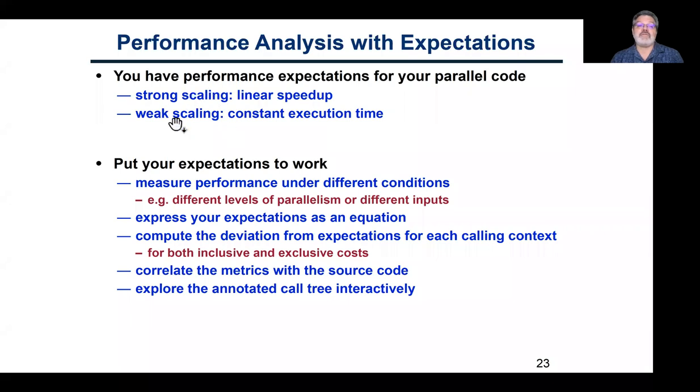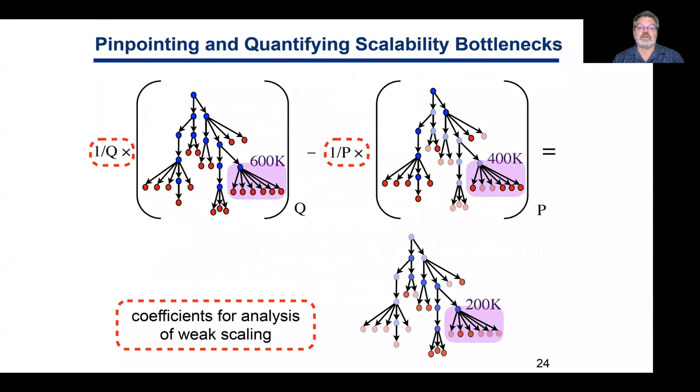So if you have these expectations, then you can put these expectations to work. You can measure your performance under different conditions, with different levels of parallelism or different inputs or both. Then you express your expectations as an equation and compute the deviation from expectations for each calling context. Then you correlate this with the source code and explore the annotated calling context tree. So let me give you an example here.